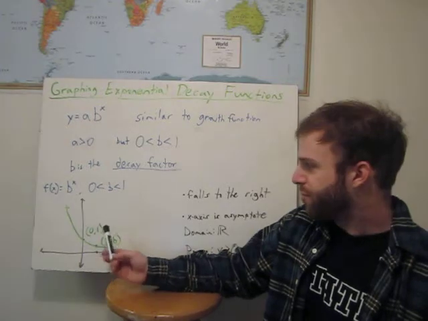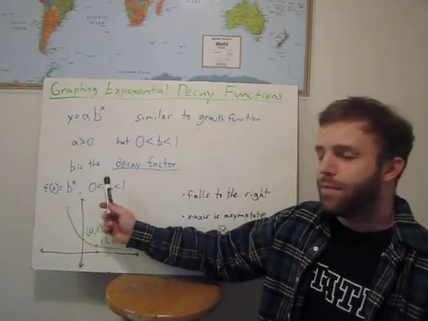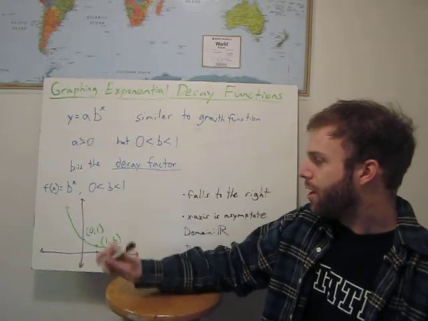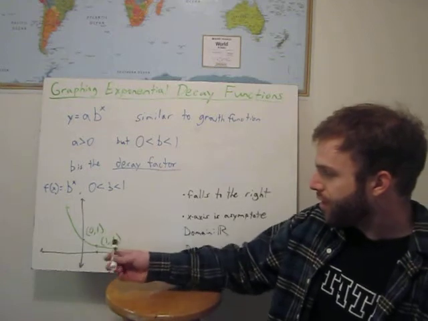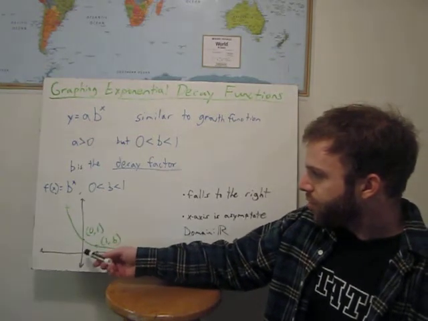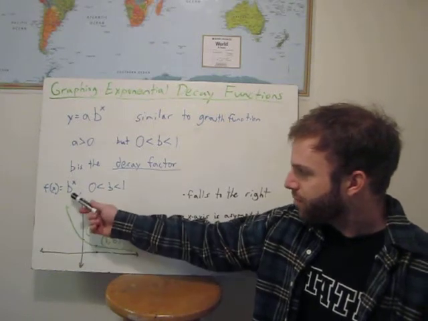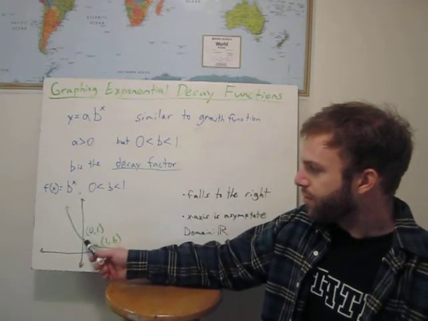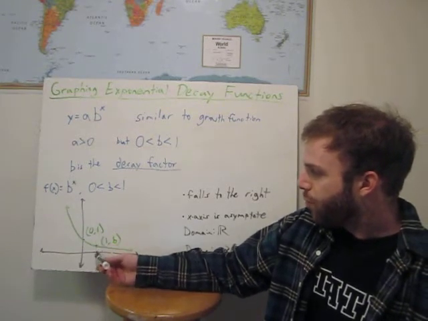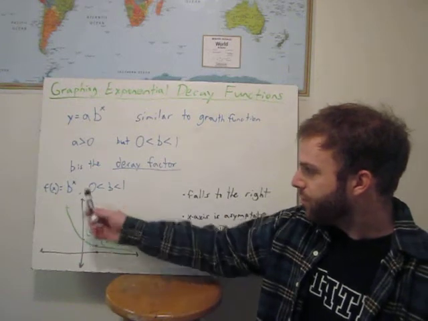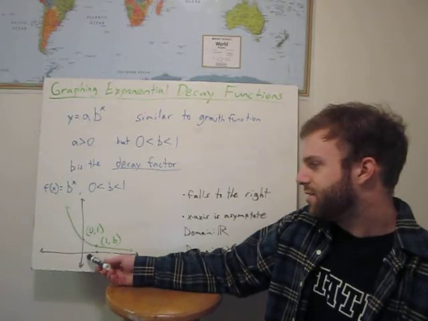So here's the most basic example. Our parent function f of x equals b to the x, where b is between 0 and 1. We have the curve here. So where x equals 0, we have b to the 0 is just going to be 1, so we have the coordinate (0, 1). And over here, if x equals 1, it's just going to be b to the 1, so we're just going to end up with b.